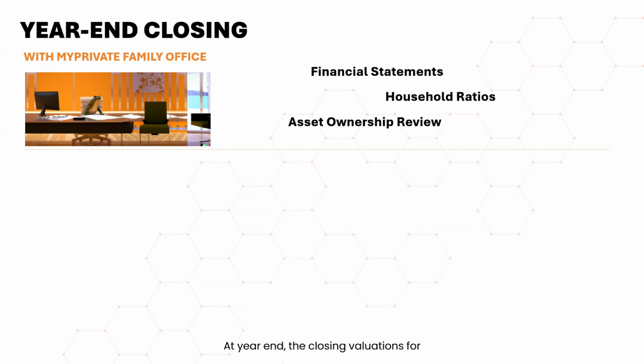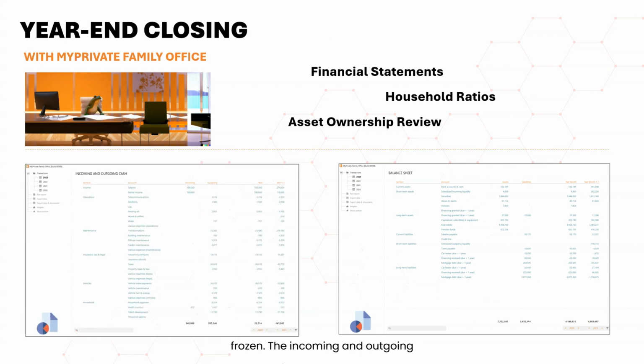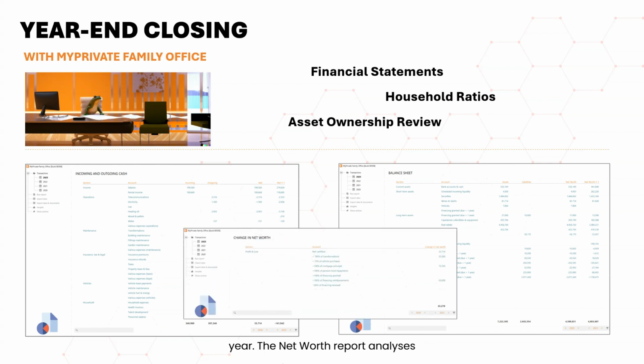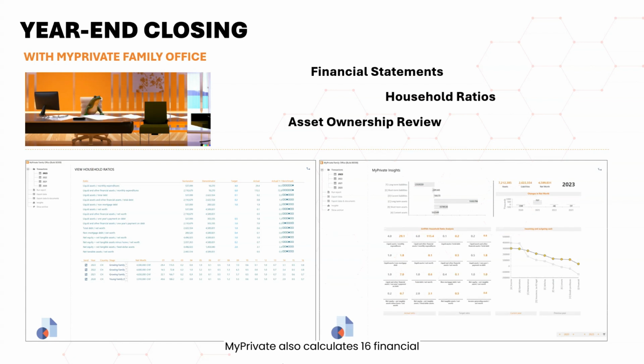At year-end, the closing valuations for assets and liabilities are validated and frozen. The incoming and outgoing cash report provides insight into how cash was obtained and spent during the year. The net worth report analyzes the evolution of the family's net worth for the year. MyPrivate also calculates 16 financial household ratios, supported by a reference benchmark providing hints towards excess risk or prudence.